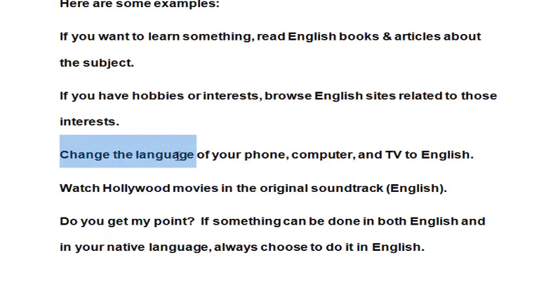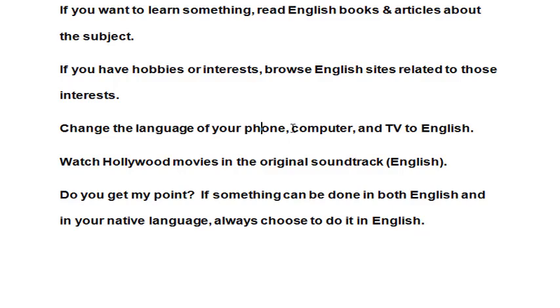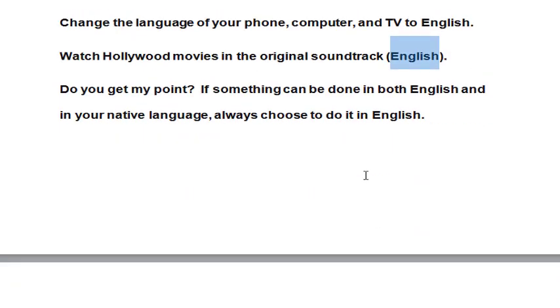Change the language of your phone, computer, and TV to English. Watch Hollywood movies in the original English soundtrack. Do you get my point?